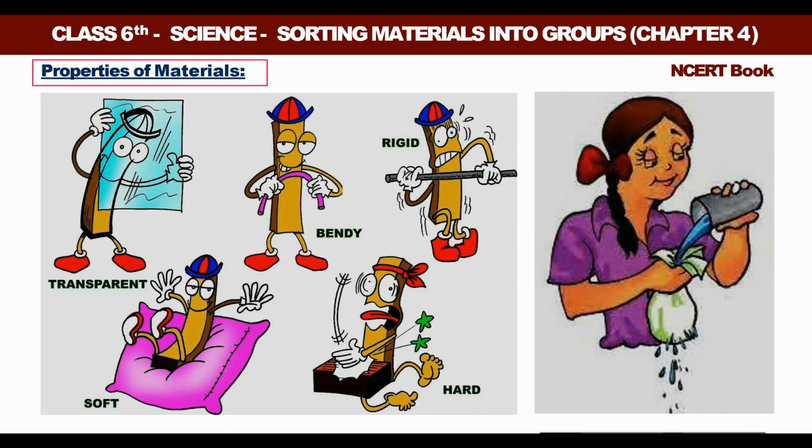Here the properties of materials means the material can be transparent. Yes, we can see through that. Bending: if it is very soft then we can bend it, it is bendy. Rigid: if it is a little hard and strong then it is rigid. Some objects are very hard, and some are very soft. Some properties of materials can be soluble or insoluble. This way the material has different properties.